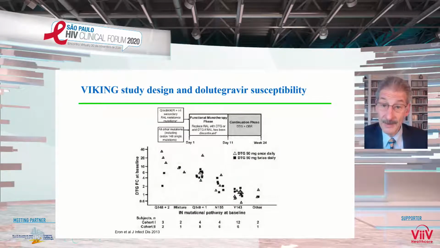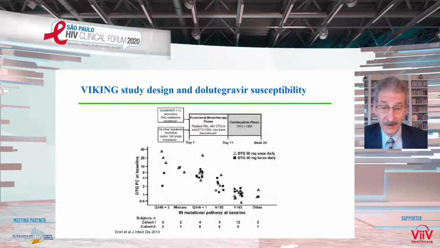Dolutegravir has also been studied in patients who had previous failure on an integrase inhibitor regimen. This was early in the development of dolutegravir when it was studied in patients who had failed on a raltegravir-containing regimen. And what we see in this slide is the fold change in susceptibility to dolutegravir at entry into the VIKING study as a function of the number of raltegravir resistance mutations. And you see a clear gradient.